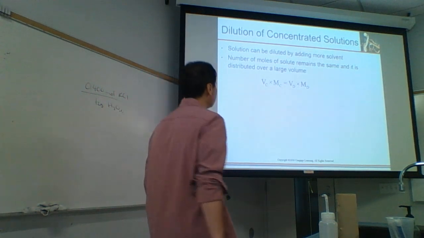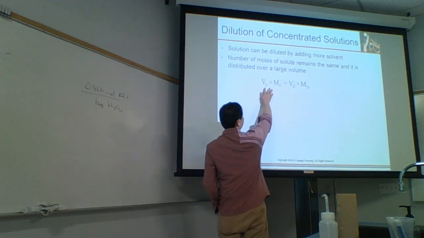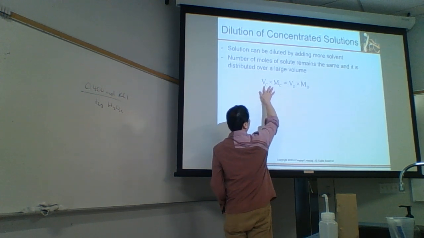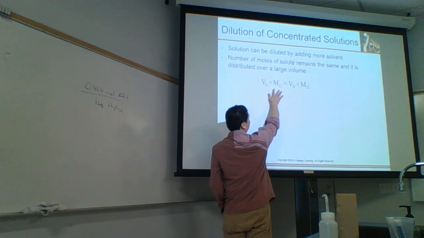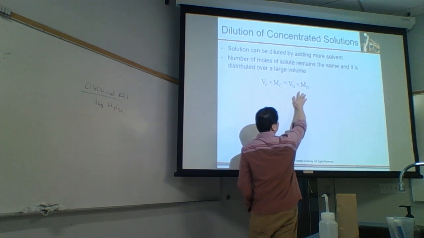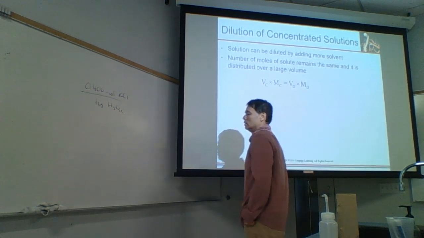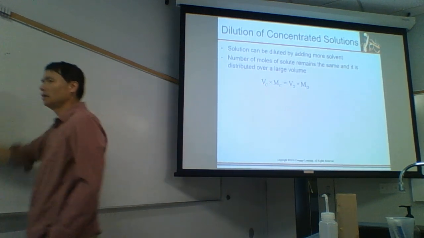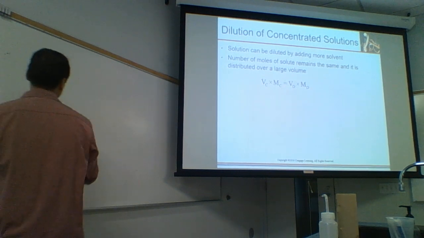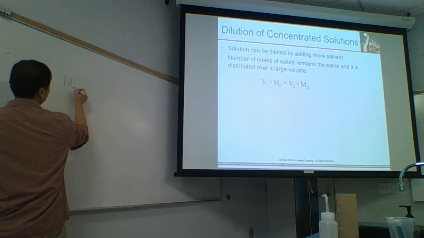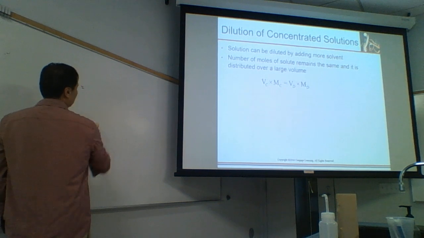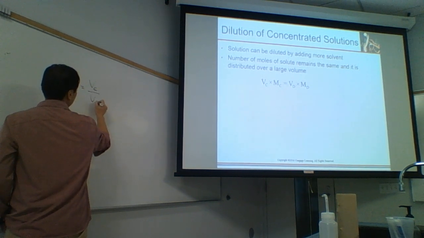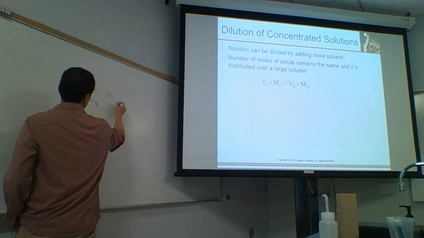And this is the solution dilution equation. The solution dilution equation relates the concentrated and the dilute. So the volume of the concentrated times the molarity of the concentrated is equal to the volume of the dilute times the molarity of the dilute. So normally what I do is I rearrange this equation. The molarity of the dilute is equal to the volume of the concentrated divided by the volume of the dilute times the molarity of the concentrated.